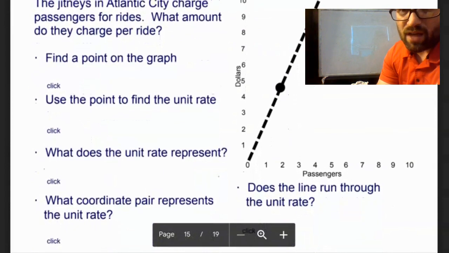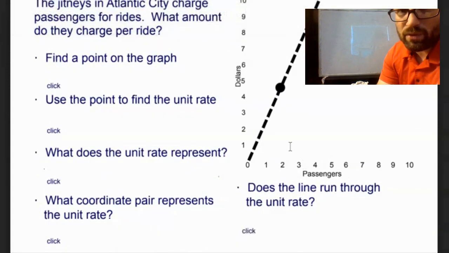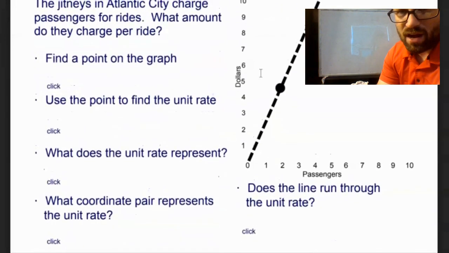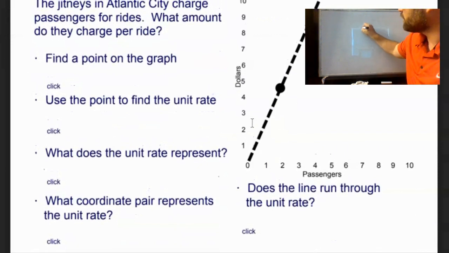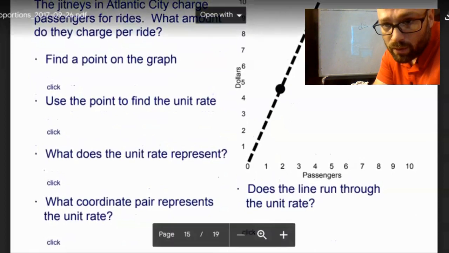So here we go. We have dollars on our y-axis, and the x-axis is passengers. And so right here, let's go ahead and set up our equation. We see the y-axis is dollars, so we're going to put D for dollars, since it's our y-axis. D equals. I already have D equals. And then P for passengers, I'm going to put P for passengers right here. Now I just have to find the unit rate. And so I can pick a point. I know it's a constant, so I can pick whatever point I want.